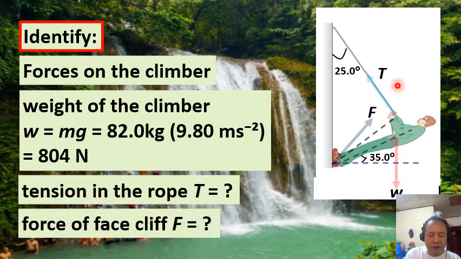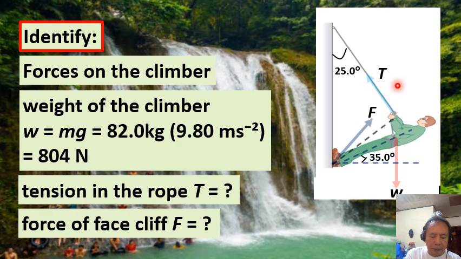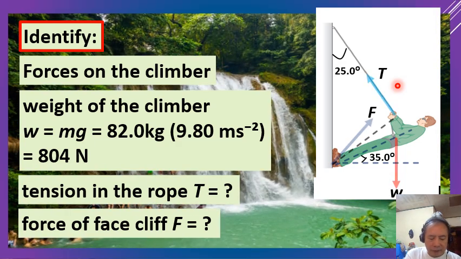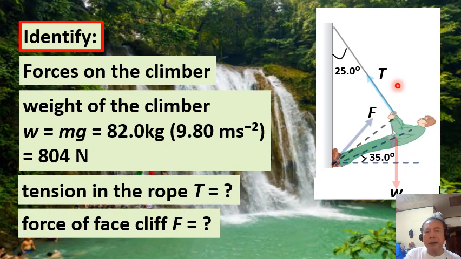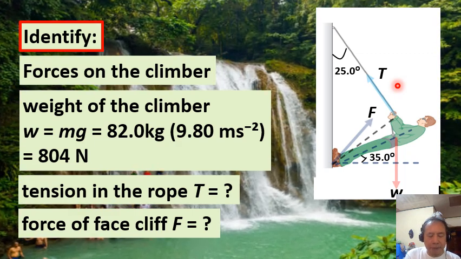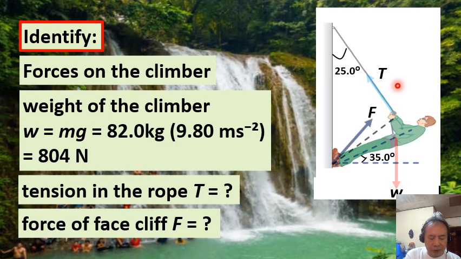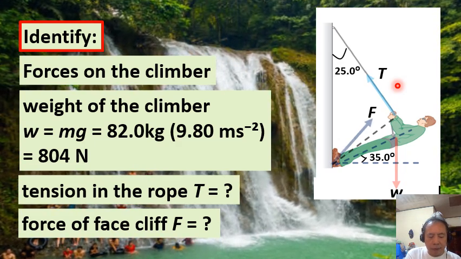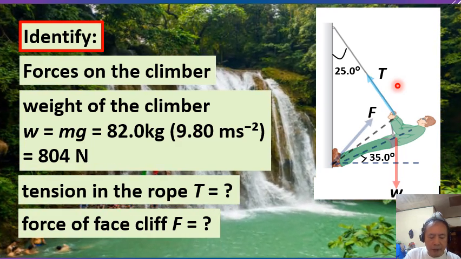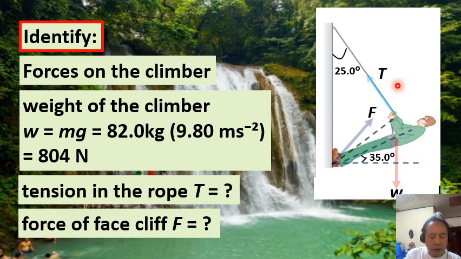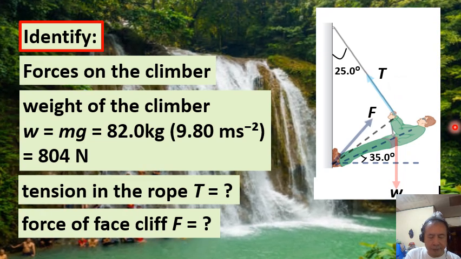To lower himself down the face of the cliff, this is called rappelling. The climber does this with his body nearly horizontal and his feet pushing against the cliff. So, an unknown reaction force, F, is also exerted by the cliff on the climber's feet. Take note, the climber's body makes an angle 35.0 degrees from the horizontal.